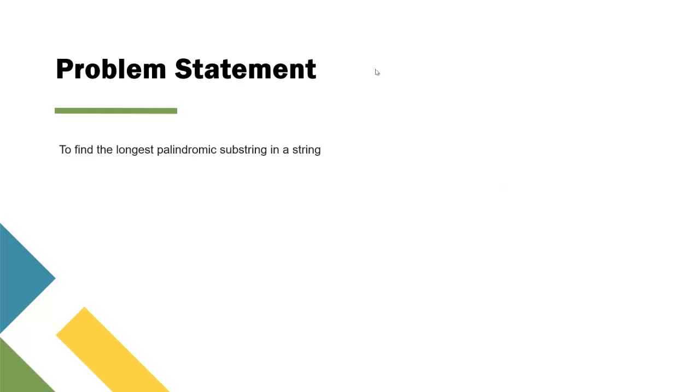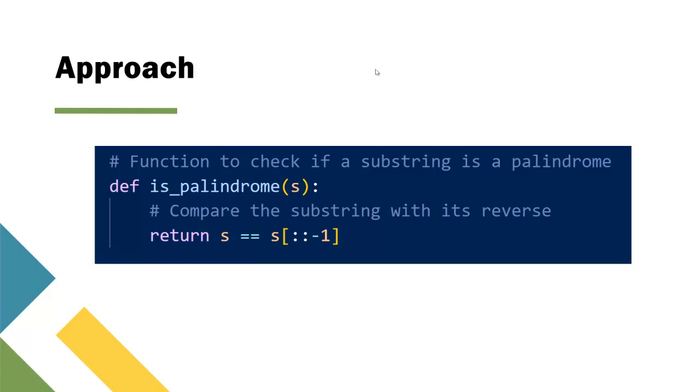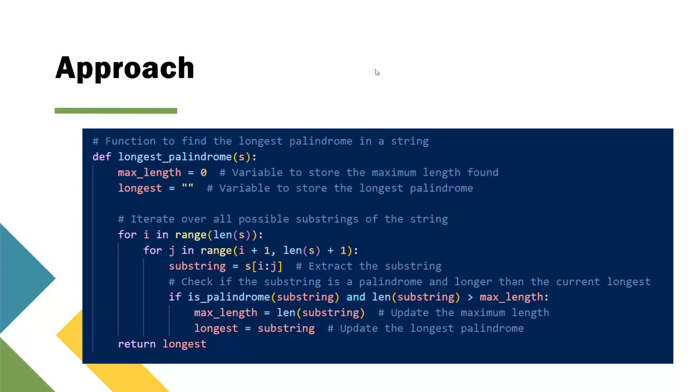The problem statement of today's video is going to be to find the longest palindromic substring in a given string. To do this, we are going to use two functions. The first function is the isPalindrome function, which checks if a string is a palindrome or not. The next function is the longest palindrome function, which helps find the longest palindrome in the string.